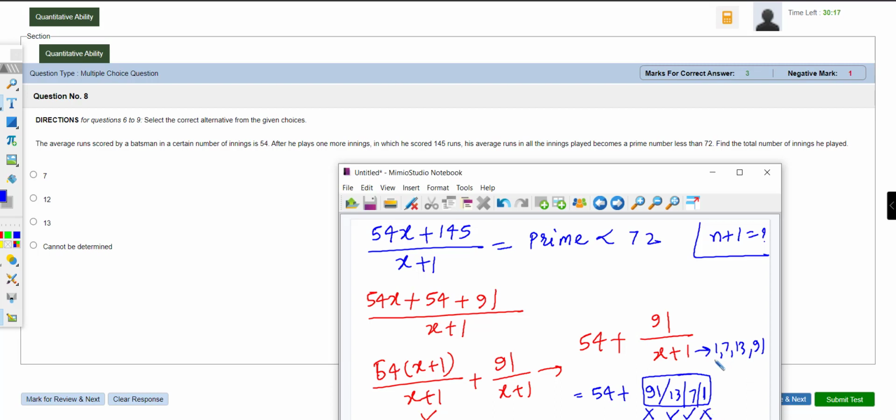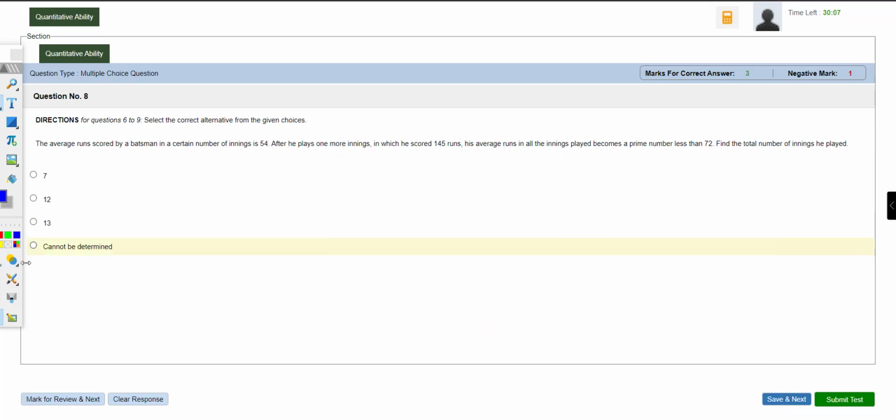Okay, so the value of x plus 1 can be 7 or 13, so we will be getting two different answers here. Okay, 7 or 13 is the answer, so effectively the answer becomes cannot be determined.